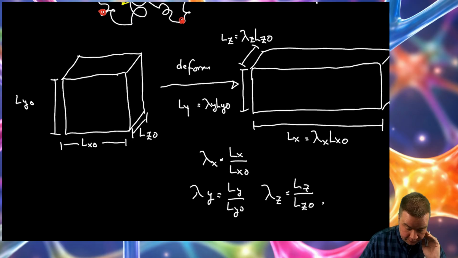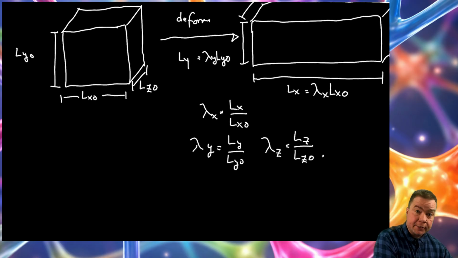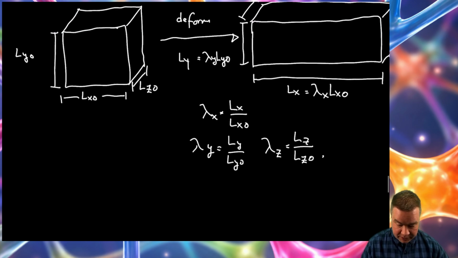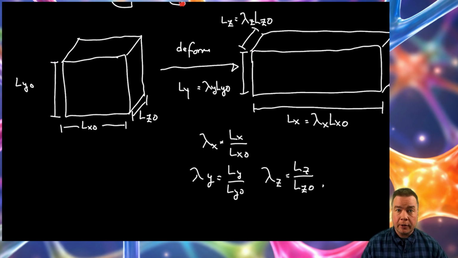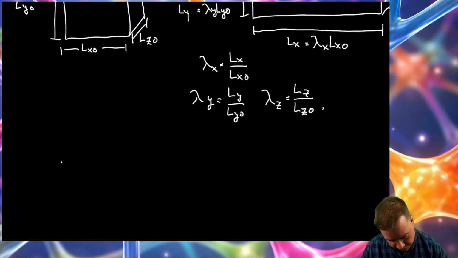Okay, so we have all of those. And what we're going to assume is that this is an affine transformation. What do I mean by affine transformation? It means that as the material is deformed in the way that I'm showing here, the polymer chains are going to deform in the same amount.